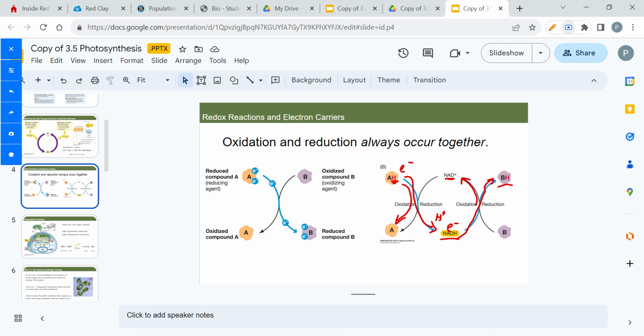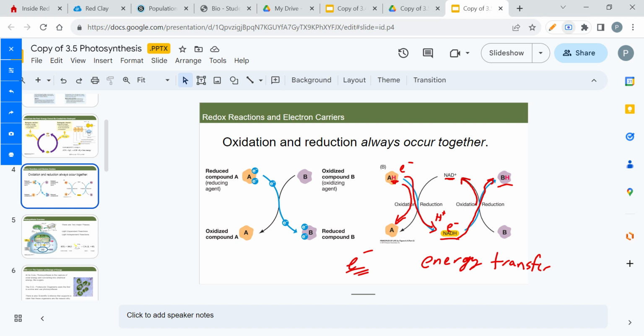And this is an energy transfer. Energy transfer is what's happening. So to think about it, electrons carry energy, and this is what we're using instead of just using ATP all the time.